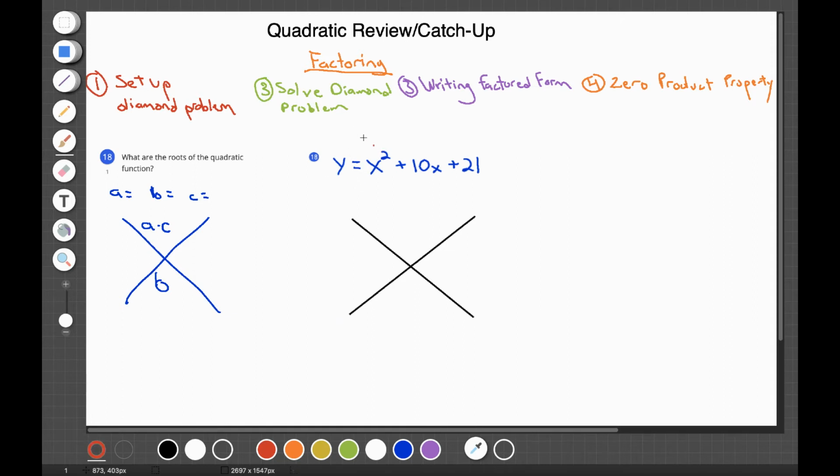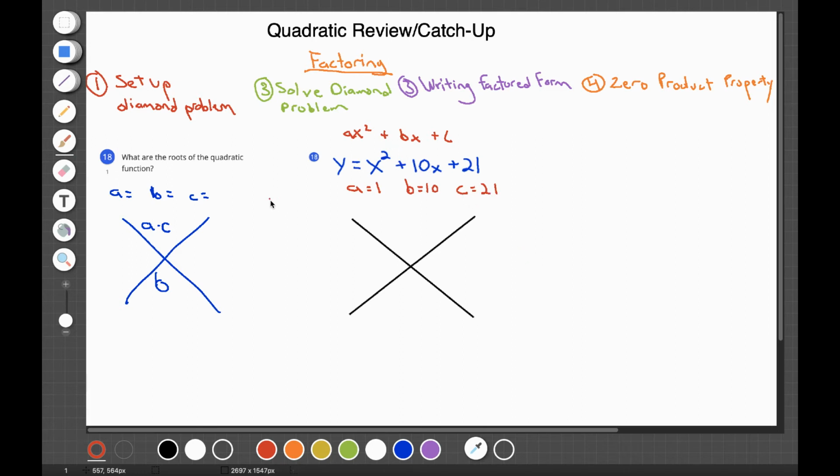So the A, B, and C, where does that come from? It comes from this equation, ax squared plus bx plus c. You don't need to memorize this, but you do need to know that the A, B, and C are just those numbers that correspond to each of these terms. So the A is the number that comes before the x squared, which in this case is just 1. There's no number before the x squared. B is the number that's before the x, which in this case is 10. And C is the number that's by itself. In this case, that is 21.